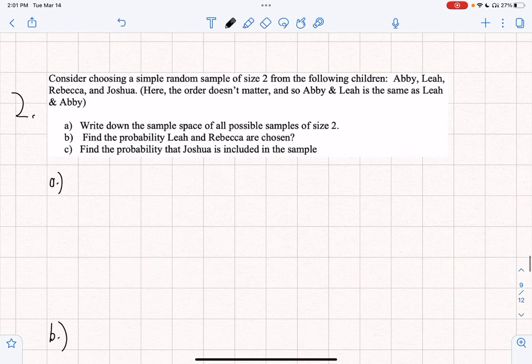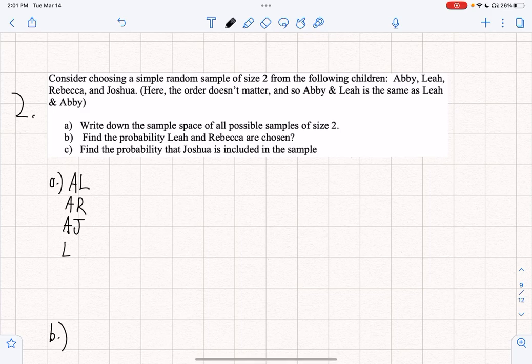Okay, let's move on to number 2. Consider choosing a random sample of size 2 from the following people: Abby, Leah, Rebecca, and Joshua. And here order doesn't matter. So write down the sample space of selecting 2 people from this group of 4. Okay, well, let's start with Abby could be paired with Leah, Abby could be paired with Rebecca, and Abby could be paired with Joshua.